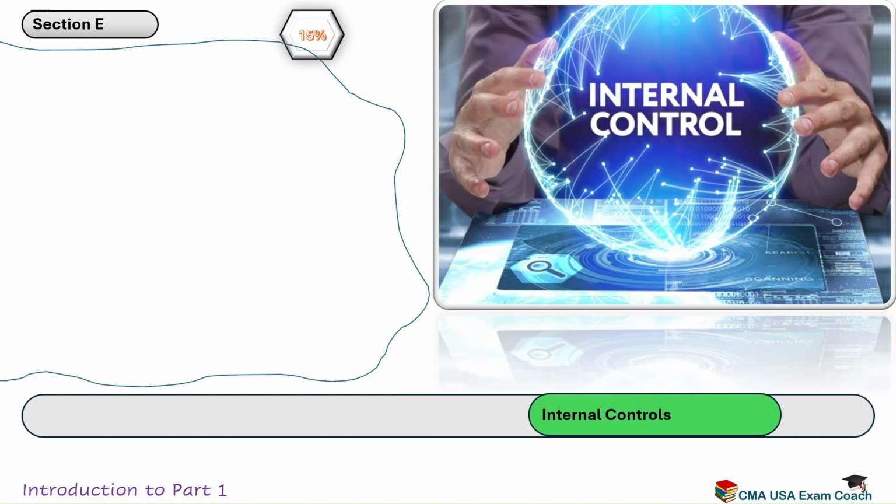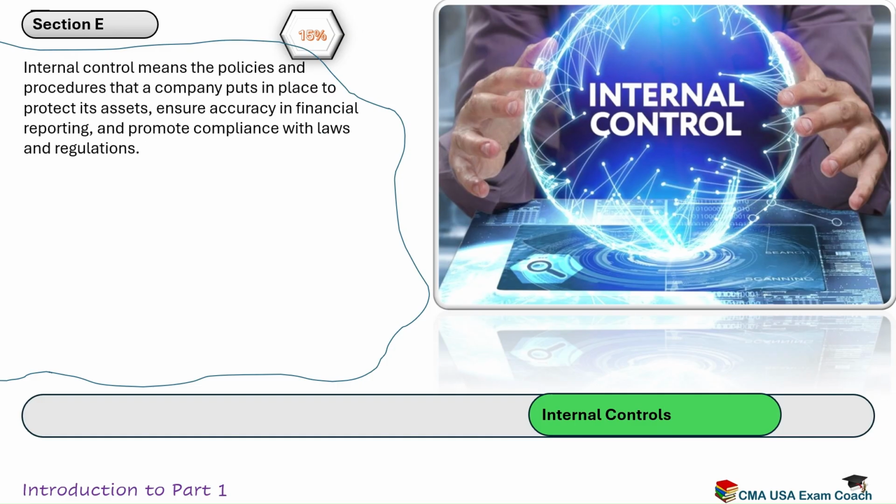Section E, Internal Control. This section is one of the most crucial areas in the CMA Part 1 syllabus because it connects directly to good governance, accountability, and risk prevention inside an organization. In simple words, internal control means the policies and procedures that a company puts in place to protect its assets, ensure accuracy in financial reporting, and promote compliance with laws and regulations. It's like the nervous system of a business, quietly working in the background to keep everything running safely and smoothly.